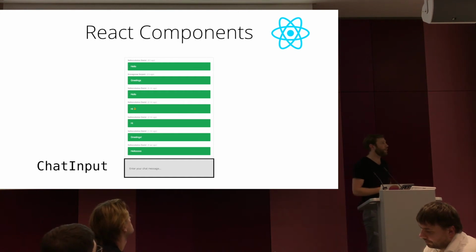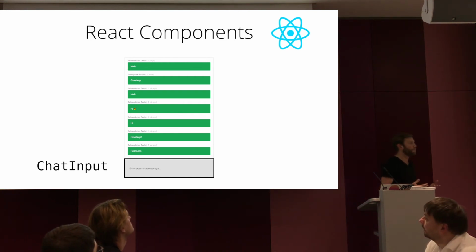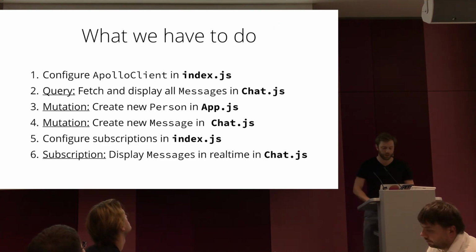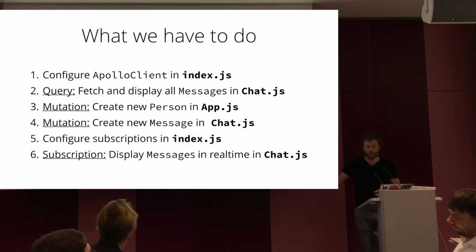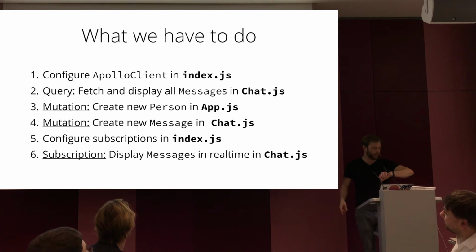And because I created this project with Create React App, we also have an index.js and the root component of our application, which is called app.js. So these are the components that we're going to work with. And these are the 6 steps that we're going to take.